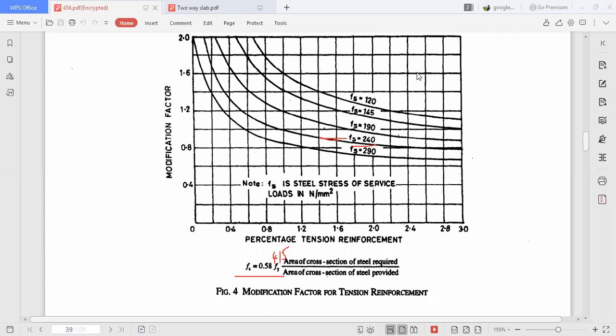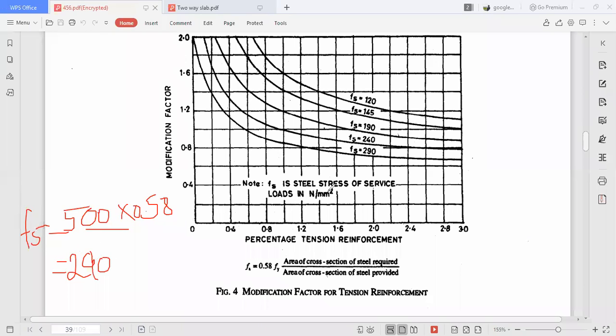Okay. If the grade of steel is given as Fe 250 or Fe 500, this Fs value will be changed. That means the curve will be changed. Based on that, you have to consider. For example, in the question, they have given Fe 500 grade of steel instead of Fe 415. Then what is Fs? The formula is 0.58 times of Fy. 0.58 into 500. It's 290. For this, the value is 290.